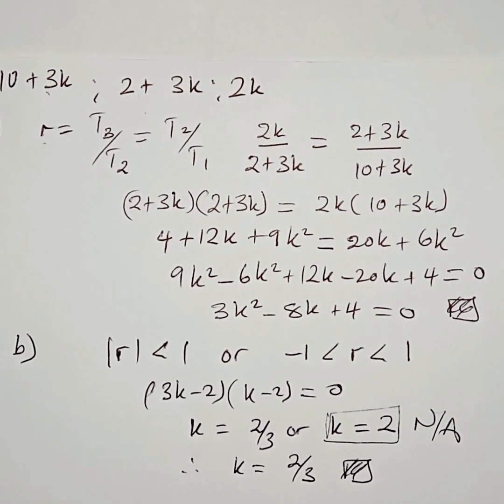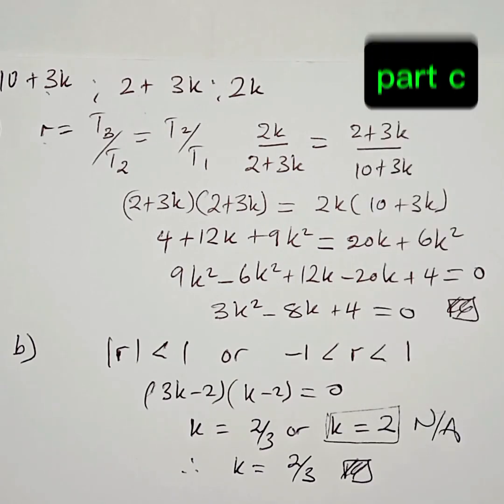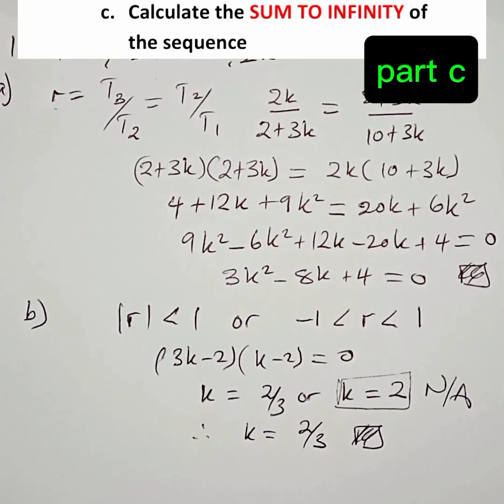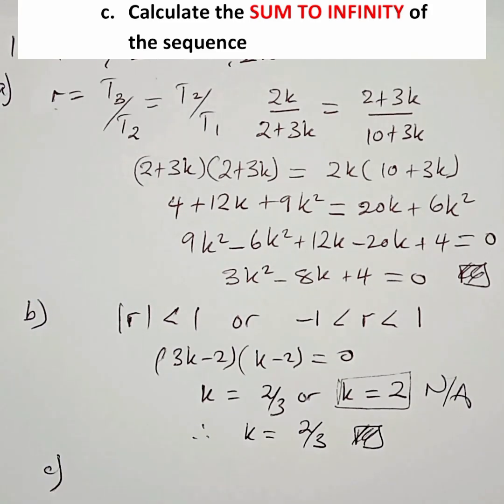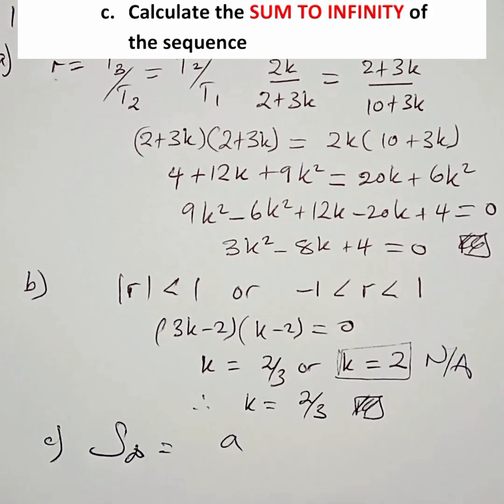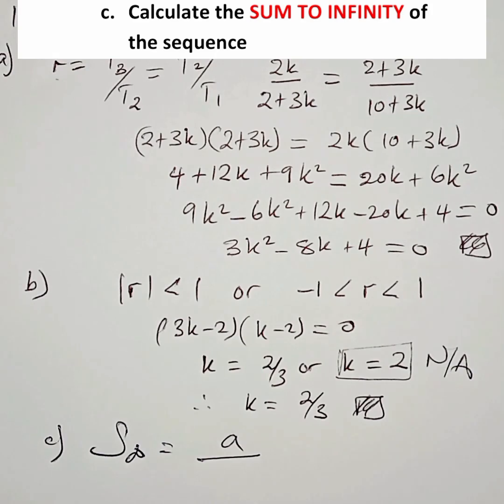Right now, Part C of the question requires us to find the sum to infinity of the sequence. Now you remember the formula for the sum to infinity is given by the sum to infinity is equal to the first term divided by 1 minus r, the common ratio. But we need to find the common ratio. Remember, we haven't found it yet. We only have the value of k.